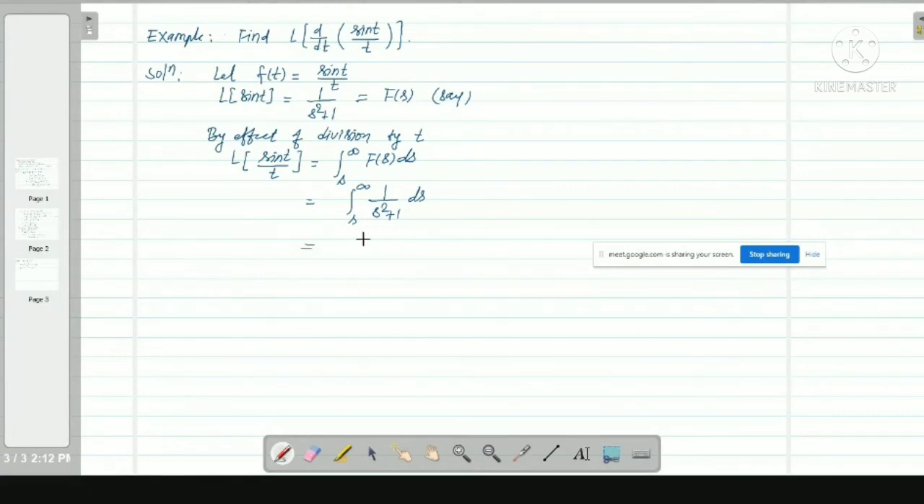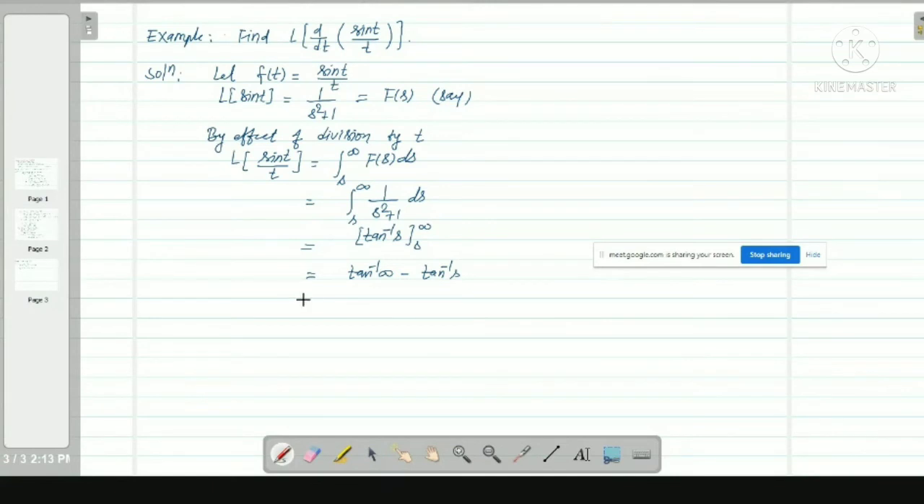Just integrate this. What is the integration of this? The integration of this is tan inverse of s, as we already found. Now provide the upper and lower limits, from s to infinity. So this is tan inverse of infinity minus tan inverse of s. Tan inverse of infinity is pi by 2. So pi by 2 minus tan inverse of s, and this expression is cot inverse of s.